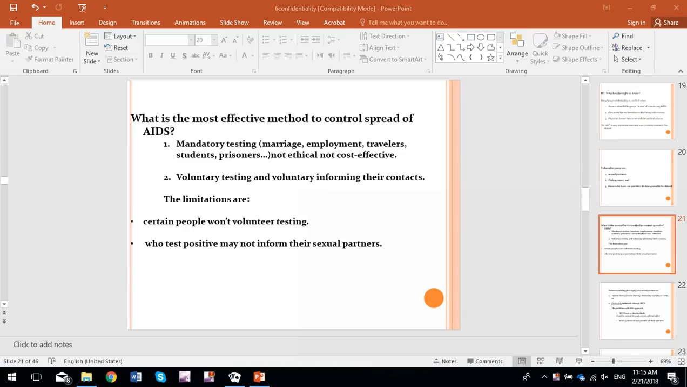The second option is voluntary testing, plus voluntarily informing their contacts. Voluntary testing means the person volunteers to go and test for his or her HIV status, and if positive, voluntarily has to inform their contacts. Now there are limitations here, as it's clear. The limitations are that certain people won't volunteer for testing. And again, those who tested positive for HIV may not inform their sexual partners.